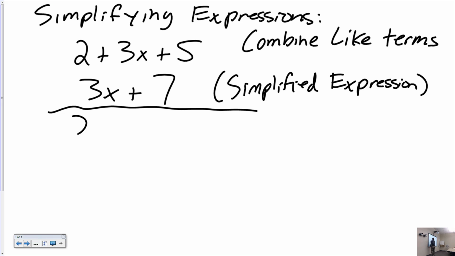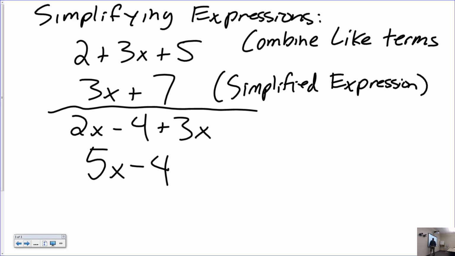If I said that I have 2x minus 4 plus 3x, how would you simplify that expression? 2x and 3x to get the 5x minus 4. Exactly. You have 2 x's, you get 3 more x's, you now have 5 x's, and then minus 4 because the 4 keeps coming around. So either combine numbers or combine x's.